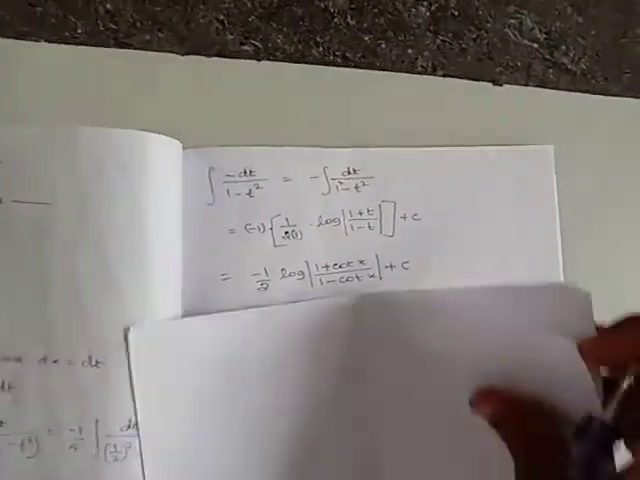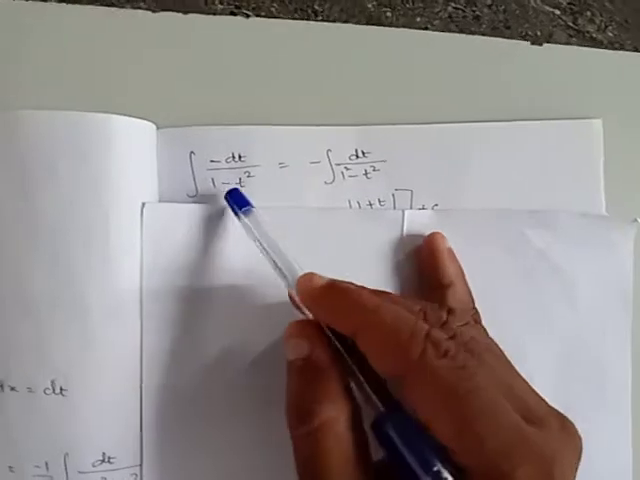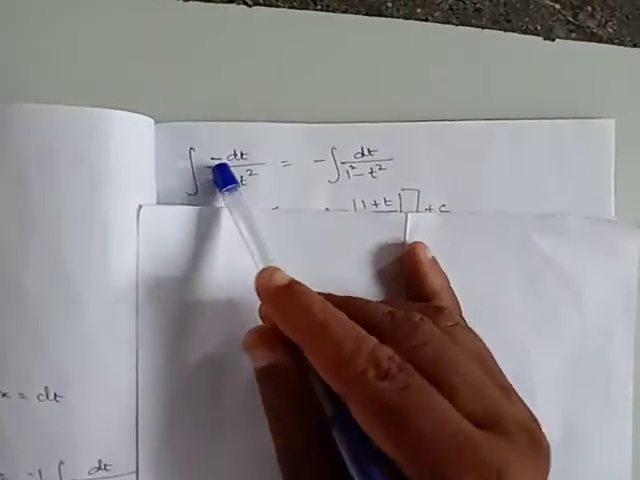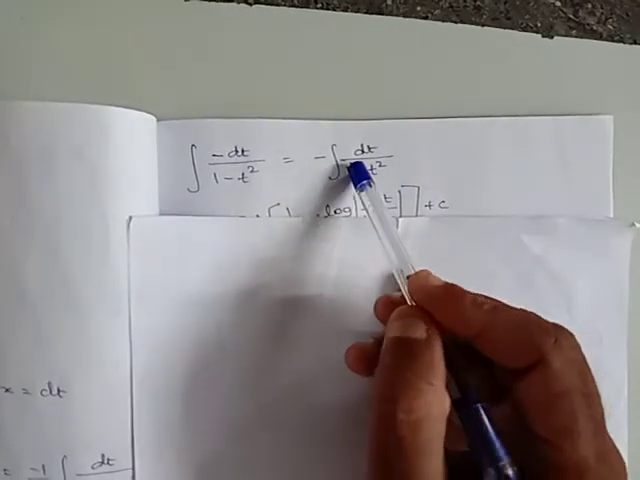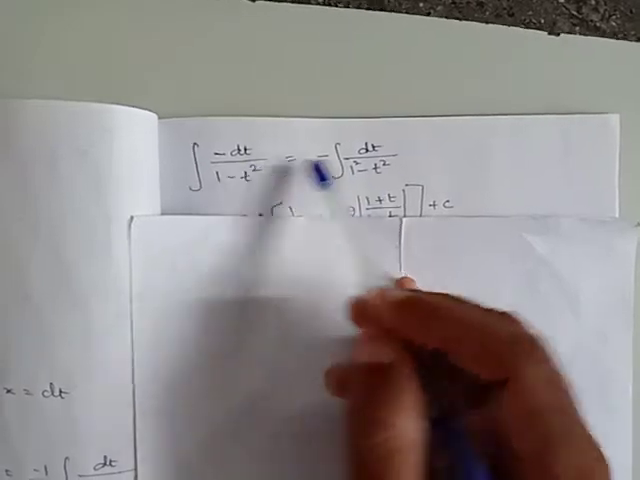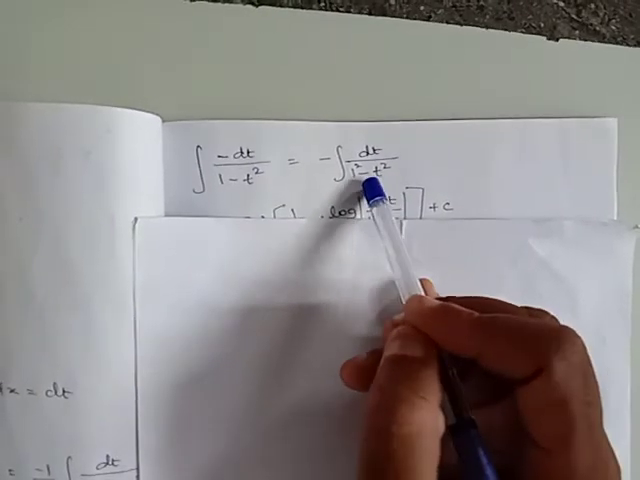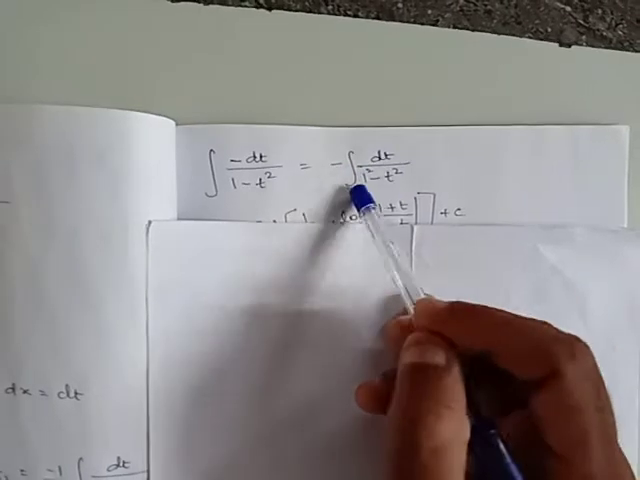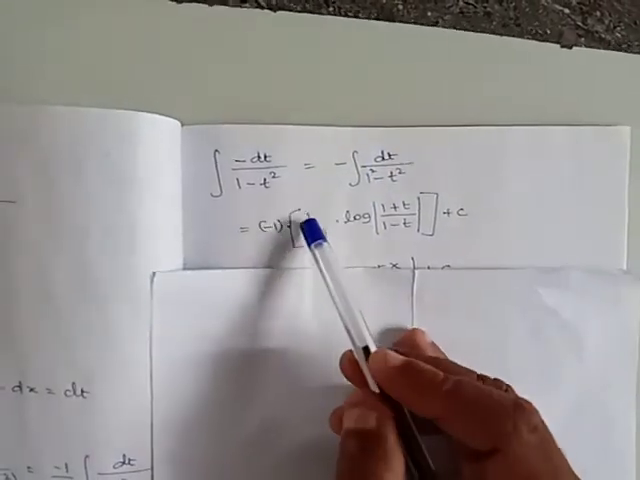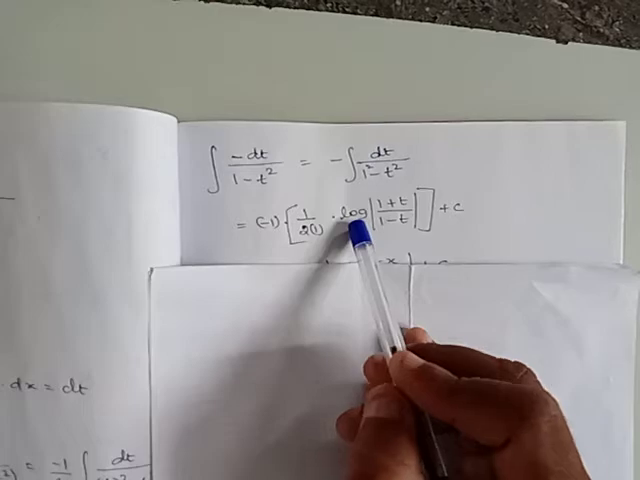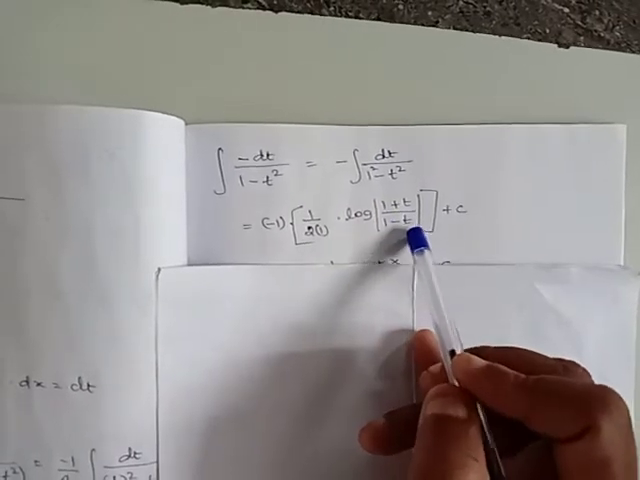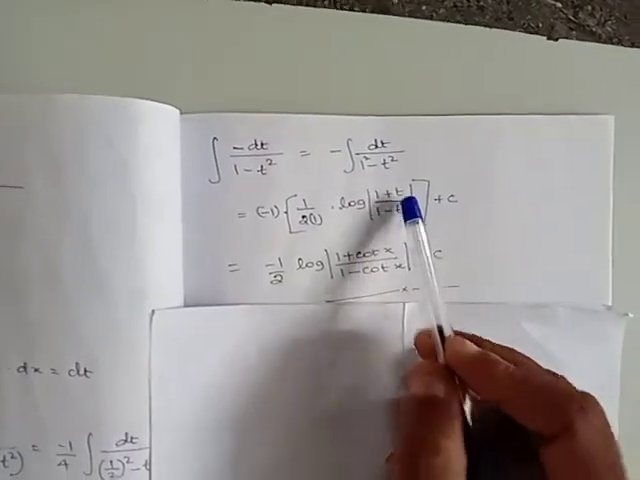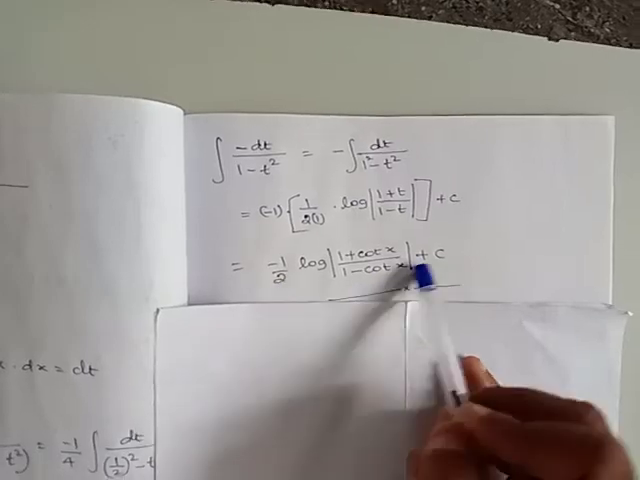Now it is in the form of the formula. Here the constant should be written in the square form, so we wrote it as 1 square minus t square. Here the coefficient of t square is 1, so we need not take anything as common. Now it is in the direct formula method. So we can write 1 by 2a into log mod a plus x divided by a minus x, and then in place of t we are substituting cot x.